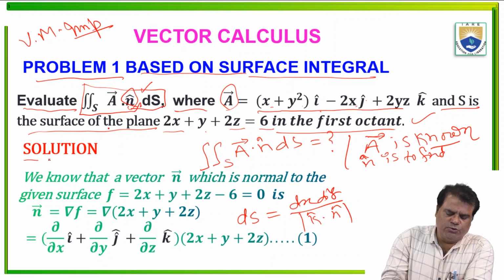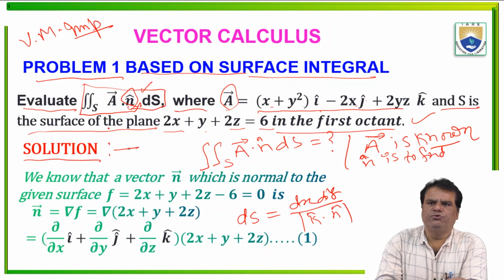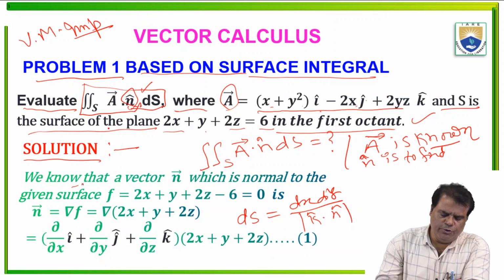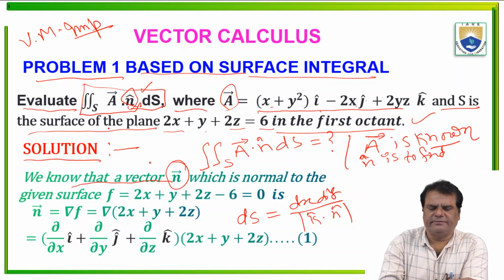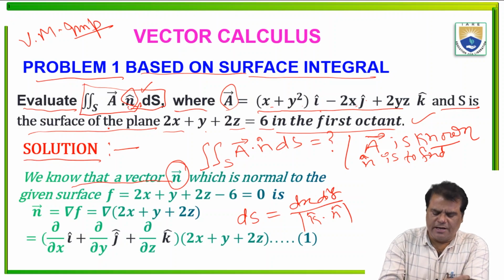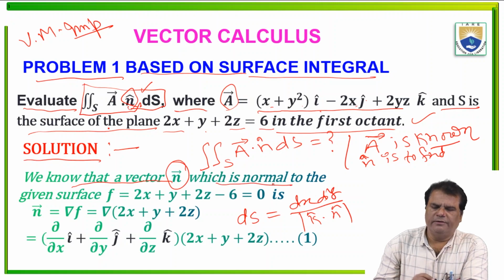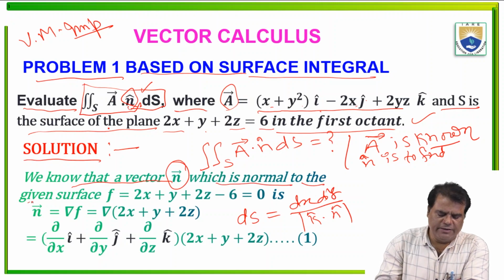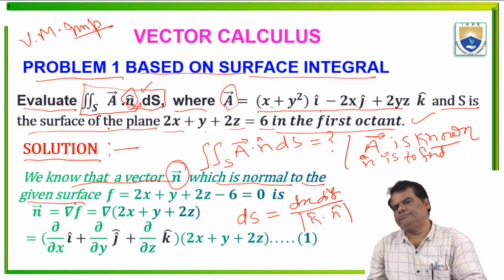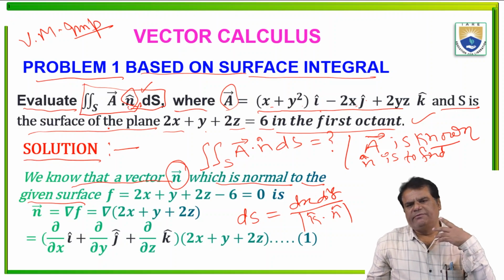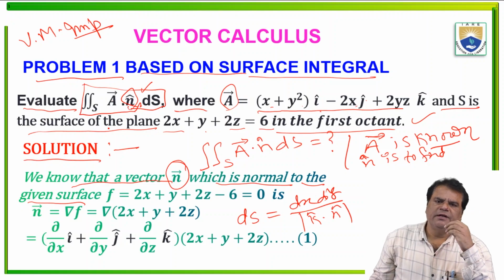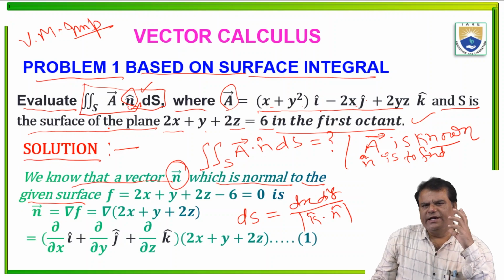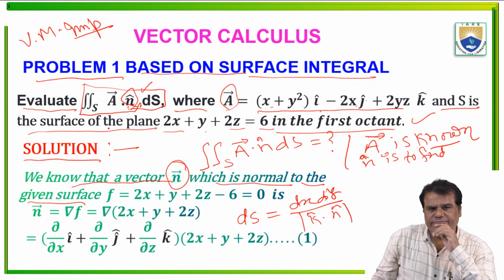So here starts the solution. What is the solution of this problem? We know that a vector n is any vector which is normal to the given surface. Any such vector is represented by small n, the normal vector. So how can we find a normal vector?